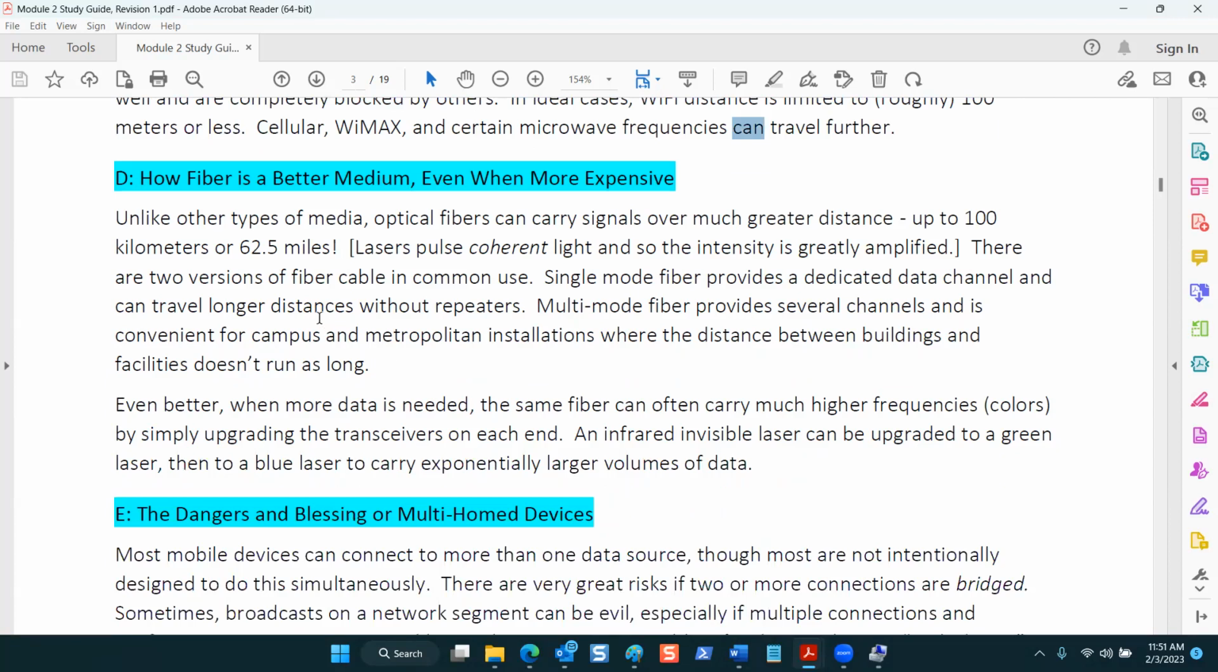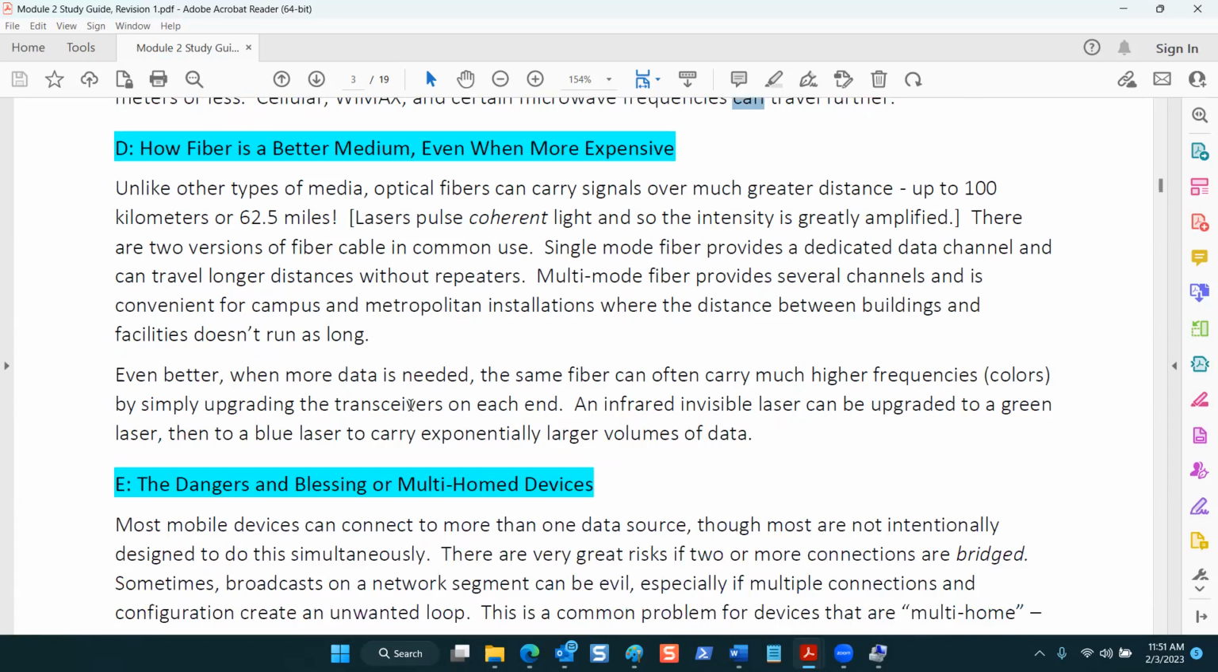Now, this is something I'd like to mention here, and then we'll stop. On Monday, we'll talk about the dangers and the blessing of multi-home devices, but we won't do that today, because today we're focusing on medium, the stuff through which data waves travel, right? Unlike other types of media, optical fibers can carry signals over a much greater distance, up to 100 kilometers or 62.5 miles per cable. That's because they use lasers.